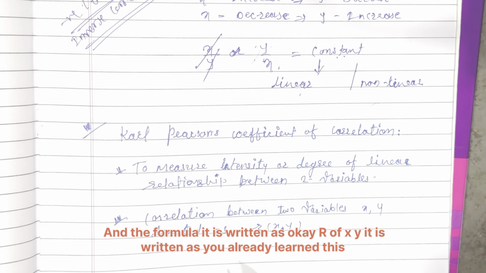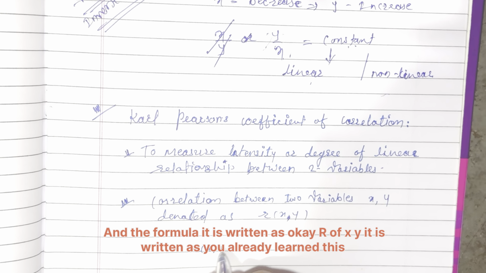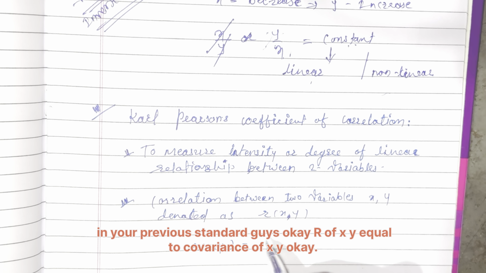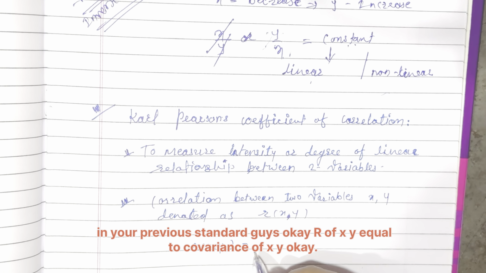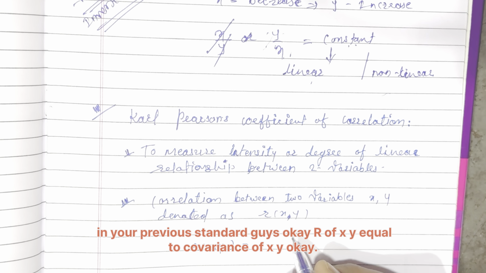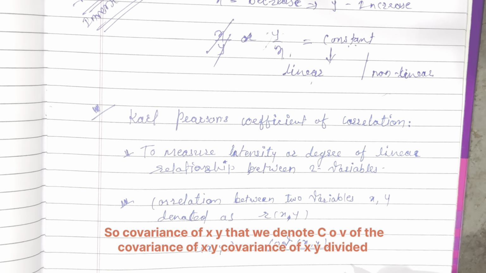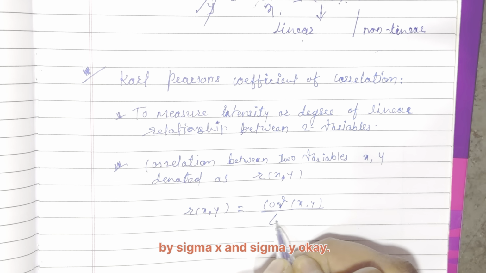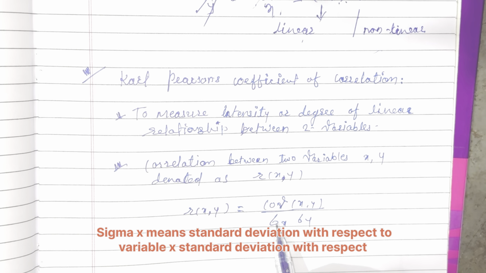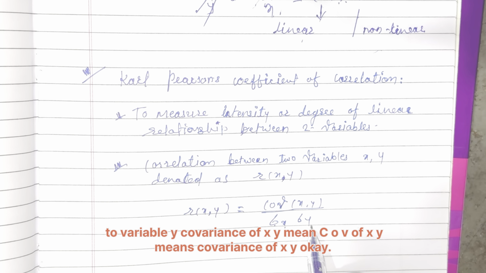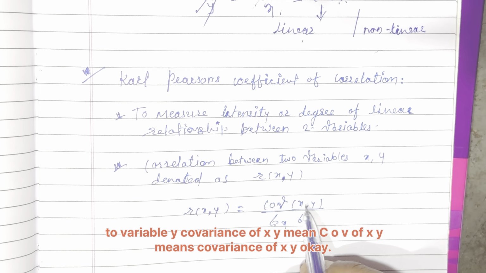The formula is written as, you already learned this in your previous standard, r of xy equals covariance of xy, which we denote COV, divided by sigma x and sigma y. Sigma x means the standard deviation with respect to variable x, and sigma y the standard deviation with respect to variable y.